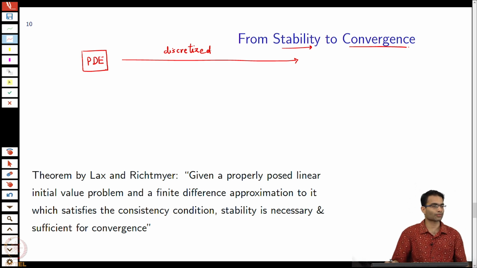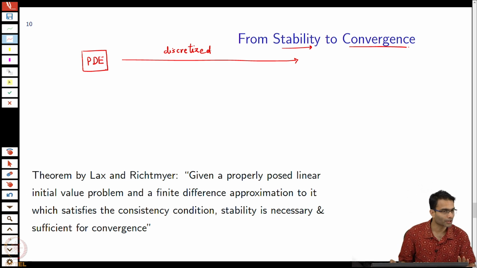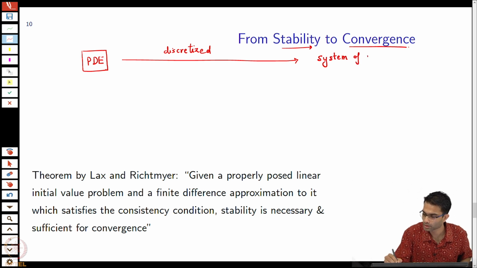Once I discretized, what kind of equations did I get? Were they linear? We used Taylor's theorem, we substituted a derivative by function values itself. So, I got a system of equations, right. So, I can write this as a system of algebraic equations.